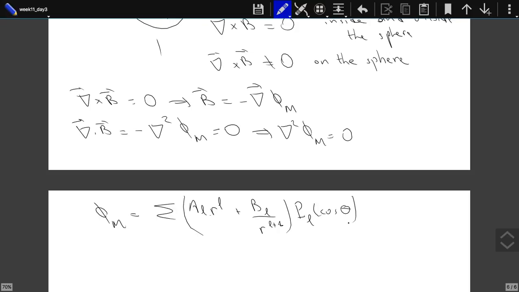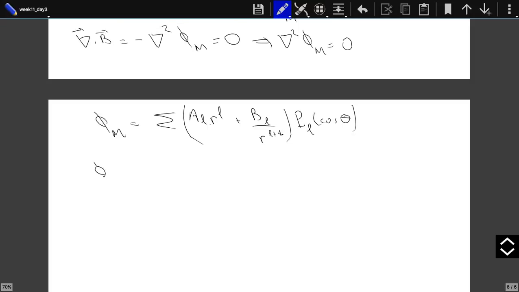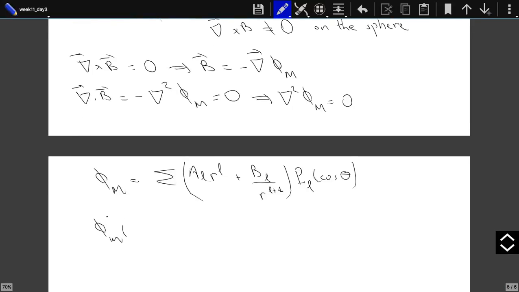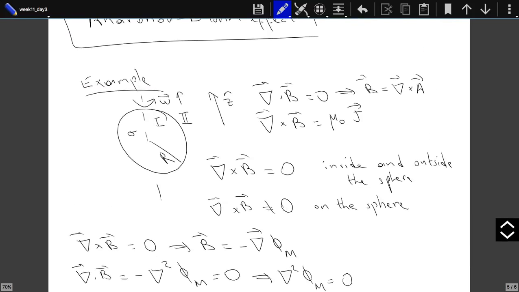And we know that in our system, phi m should be independent of the phi coordinate because nothing changes if I rotate my system around the z-axis. Well, let's see. Phi m. Now, I have two separate regions, inside the sphere and outside the sphere. Let me call inside the sphere region 1, outside the sphere region 2. In region 1, I have the point r equal to 0 in my region 1.